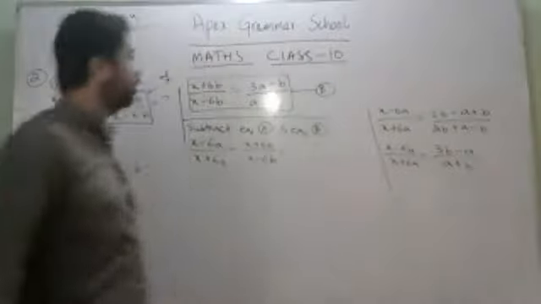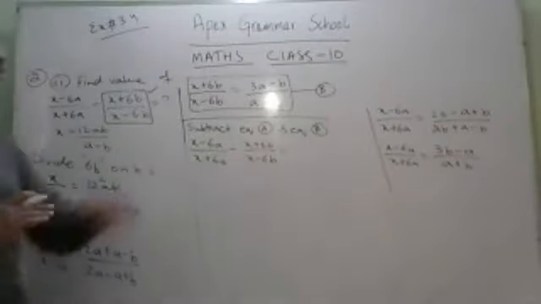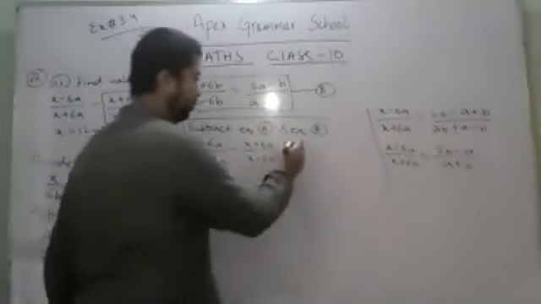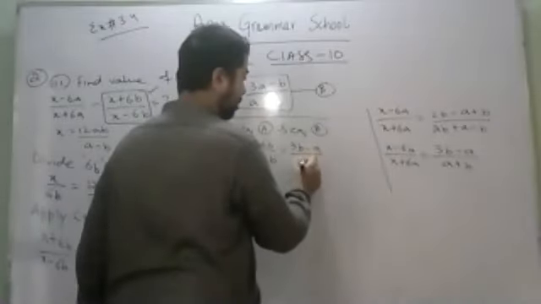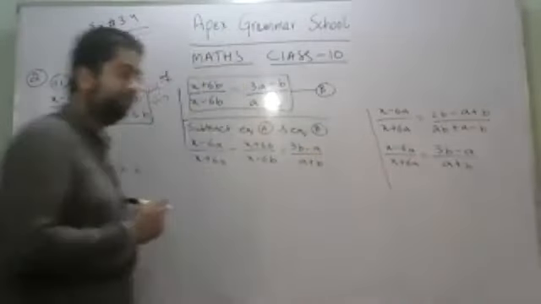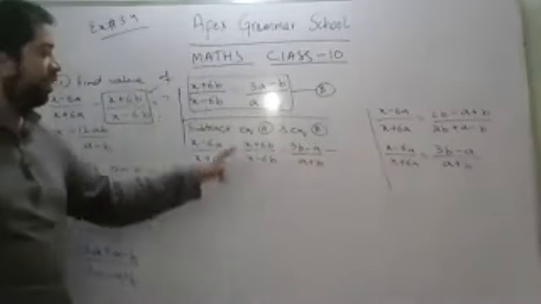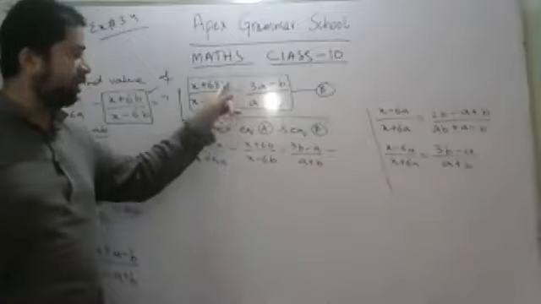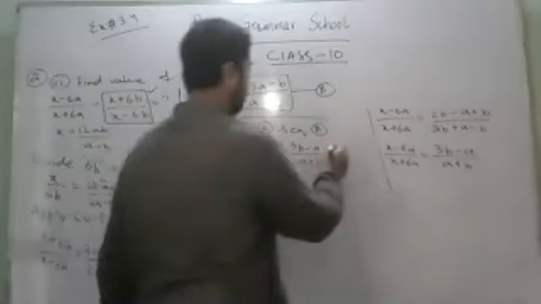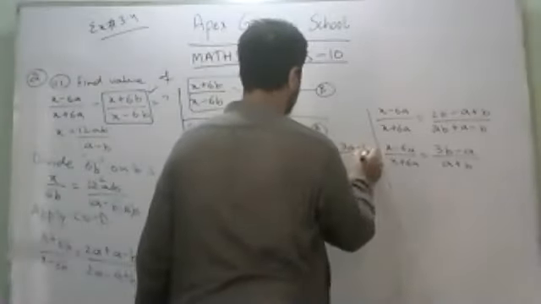Okay. The value was 3b minus a over a plus b. After that, a negative sign, and then we have (x plus 6b) over (x minus 6b). This value is 3a minus b over a plus b.